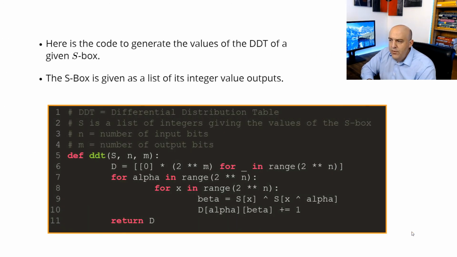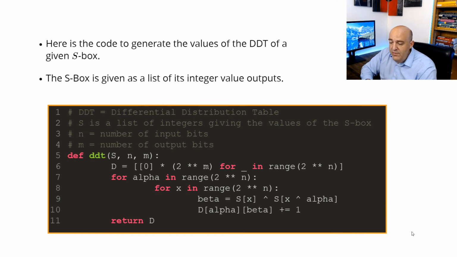So here's the code to generate the values of the DDT of any S-box. The way we're given an S-box is just as a list of its integer output. So if S has n input bits and m output bits, then S can be given as a list of 2 to the n integers. That's how we think of S in this situation. So we'll call our function DDT. It'll take in the S-box and the number of input and output bits.